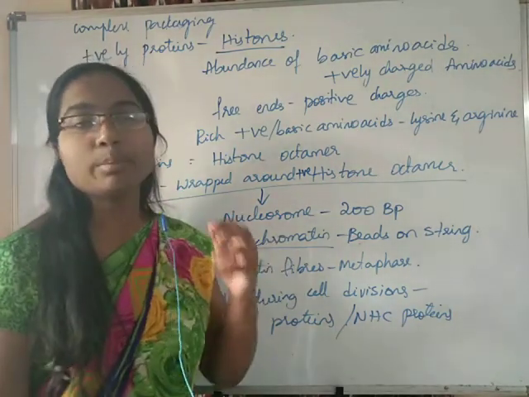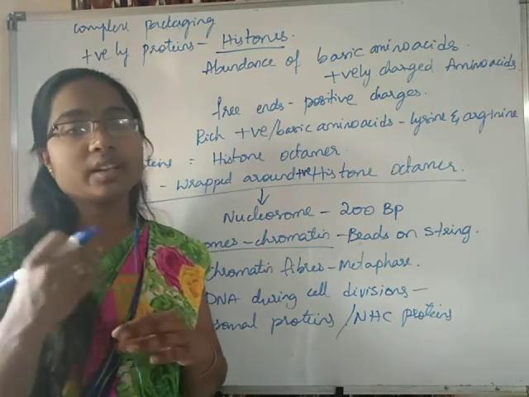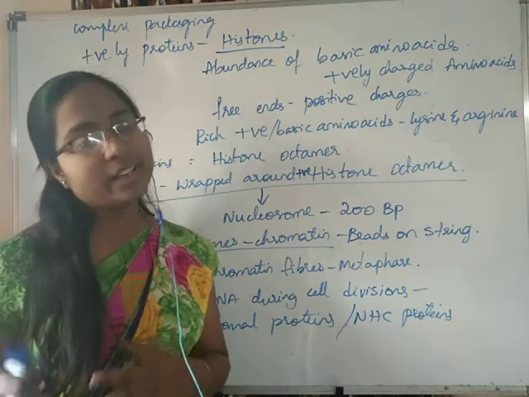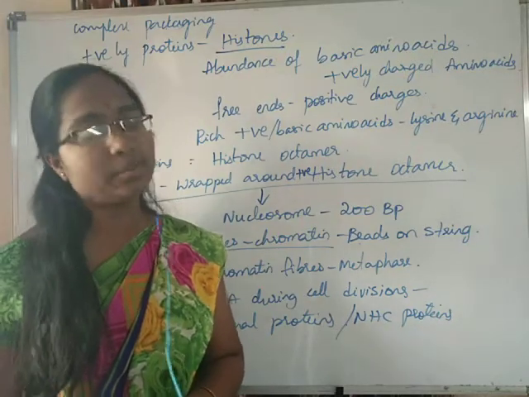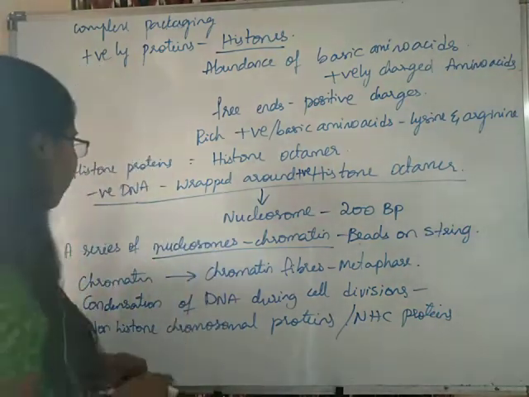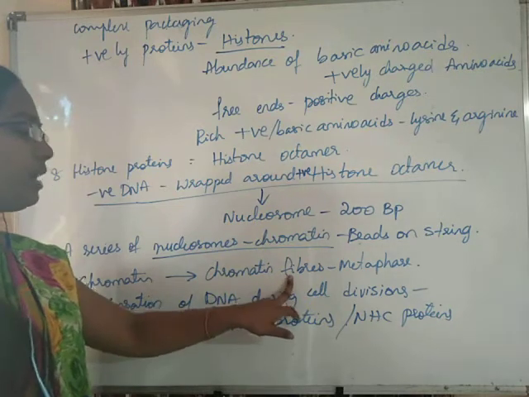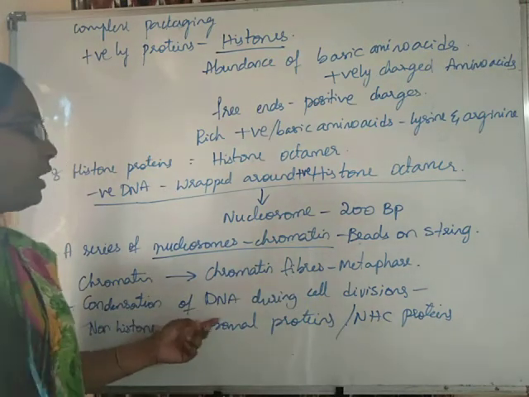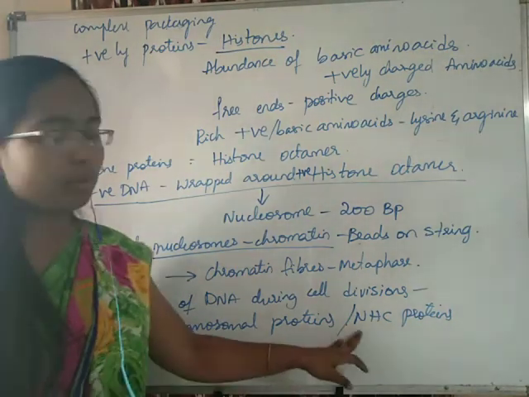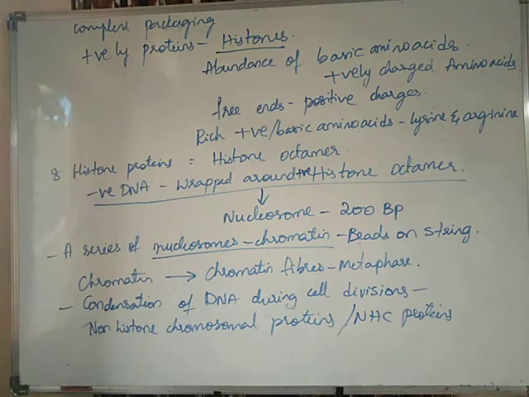Chromatin appears like beads on a string. The area where the DNA is wrapping around the histone proteins appears like a bead, and the next place where a nucleosome is formed again appears like a bead. Chromatin is further condensed during metaphase of cell division to form chromatin fibers. During that condensation, non-histone chromosomal proteins, NHC proteins, are involved. So, let us see about the condensation of DNA now.